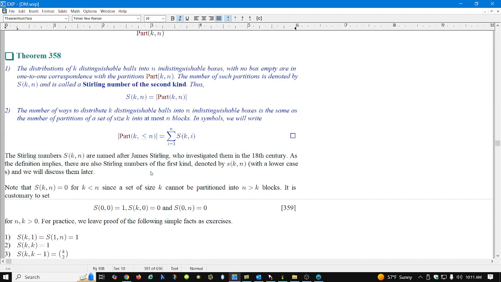The Stirling numbers S(k,n) are named after a mathematician named James Stirling, who investigated them back in the 18th century. But there was some hint that these numbers were in some form or other discussed much earlier than that, even in medieval times. As this definition implies, there are also Stirling numbers of the first kind, and those are denoted with a lowercase s. I'm going to discuss them in the next video.